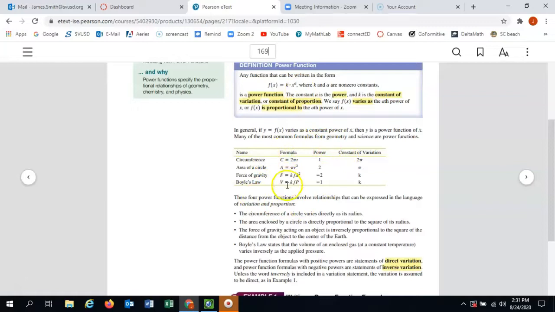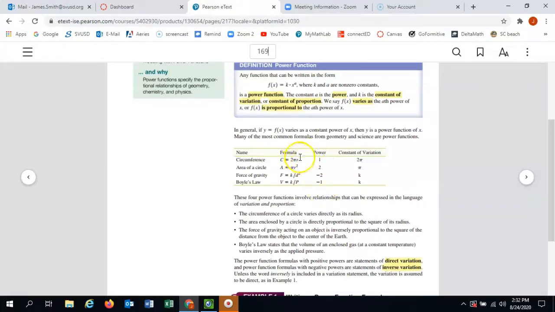So when you look at some of these formulas, at least a couple of these should be familiar to you: circumference and area of a circle, a little physics here with force of gravity, and Boyle's law. As you look at circumference, probably the best way to say this is that direct variation is whenever you are multiplying your constant, 2 pi, times the variable. So when it's multiplication, in these terms, we're thinking of direct variation. So we would say the circumference varies directly with the radius of the circle.